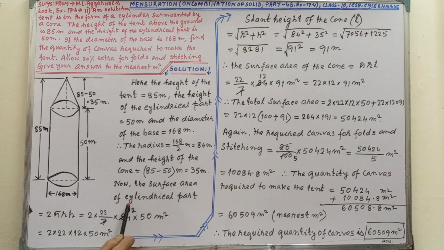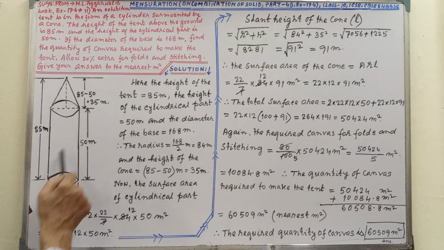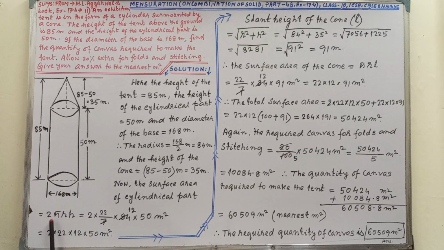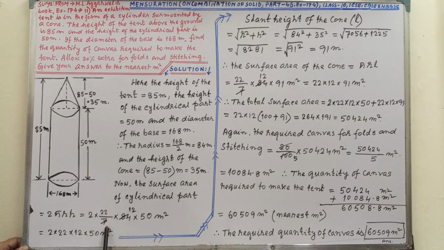Now, the surface area of the cylindrical part, that is this curved surface, 2 pi r h. This is the formula. After writing the formula, we have to put the relevant values. Value of pi is 22 by 7, r is 84 meter, and height is given 50 meter square. After cancellation, I did multiplication for the sake of easier calculation. You may also follow this method.